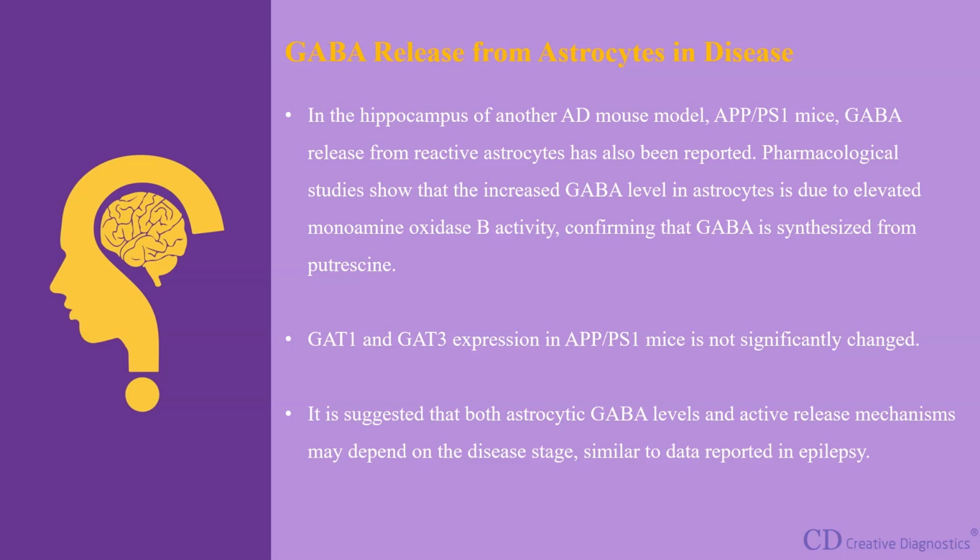Moreover, the membrane distribution of BEST1 in reactive astrocytes of APP/PS1 mice is significantly altered, mainly localized to the soma and proximal dendrites, rather than the distal microdomain-like distribution seen in wild-type animals. These findings contradict reports of GAT3-mediated GABA release by other researchers, and the exact reasons require further investigation. Since the increase of GABA in reactive astrocytes shows a bell-shaped relationship with A-beta plaque accumulation, it is suggested that both astrocytic GABA levels and active release mechanisms may depend on the disease stage, similar to data reported in epilepsy.